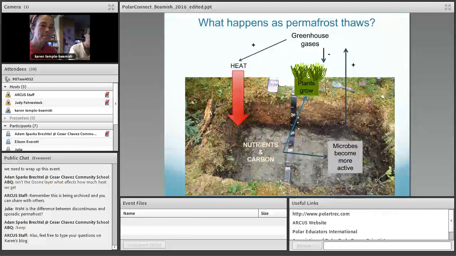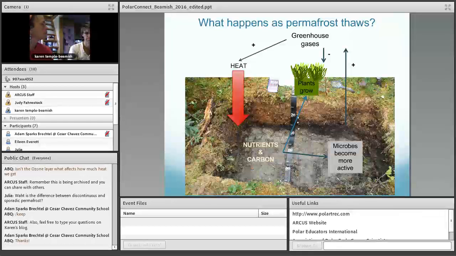Okay. There was another question from Julia. What is the difference between discontinuous and sporadic permafrost? And you might have already kind of responded to that, but go ahead.